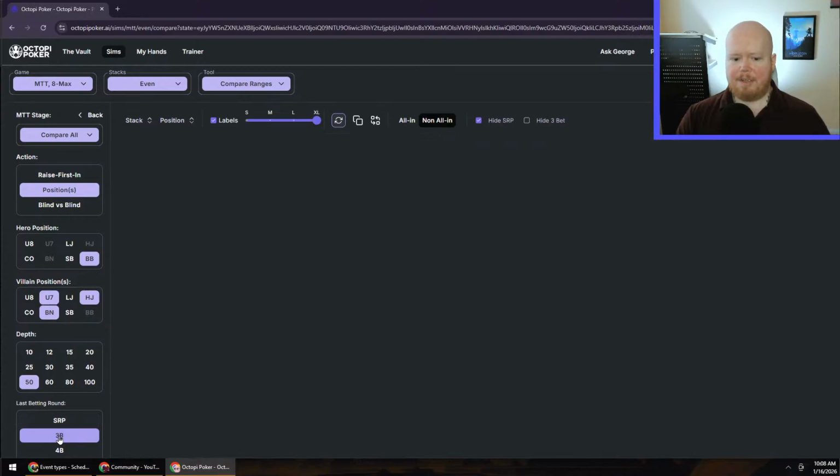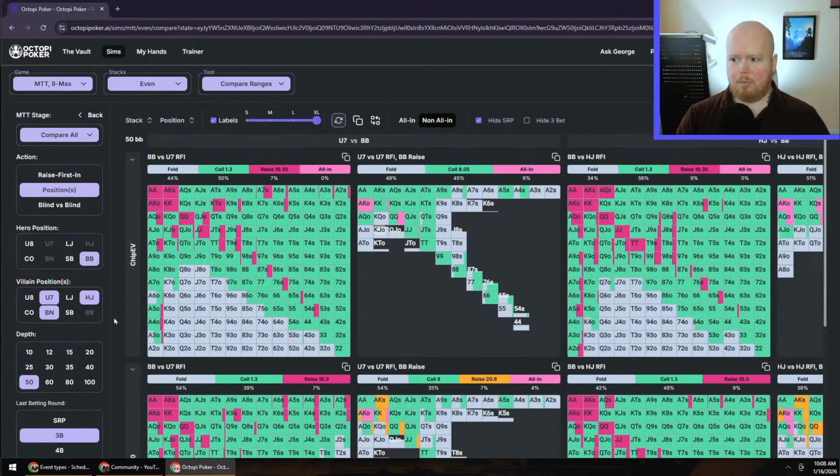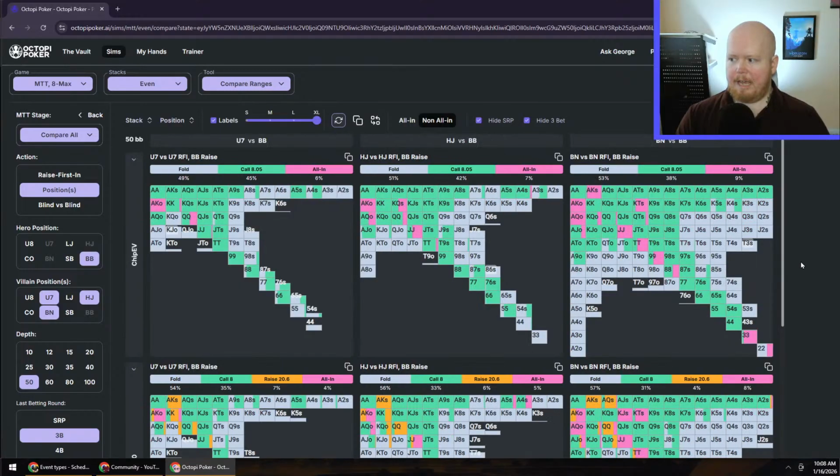And if we go one step further down the game tree, if we go to what happens if the big blind 3-bets, for example, we're going to start to see bigger changes. So we're going to hide the 3-bet. And this is what it looks like. In ChipEV, you've got 45% call, 6% shove, 42 and 7 against hijack, 38 and 9 against button.